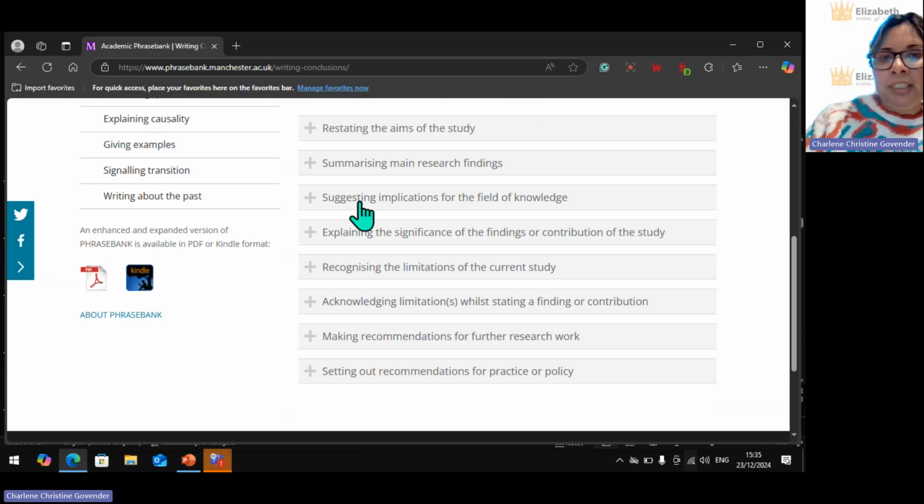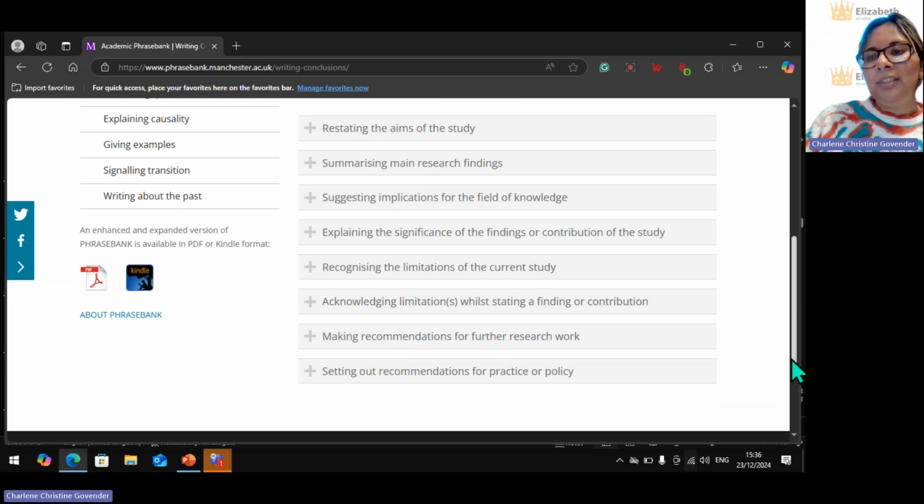Then, if need be, you consider implications. You can also talk about the significance of the findings, the contribution of the study. So if you are unsure on where to center your conclusion, having a quick read of these will help guide you. Of course, if you are doing a report, you need to acknowledge limitations and make mention of recommendations for further research work.